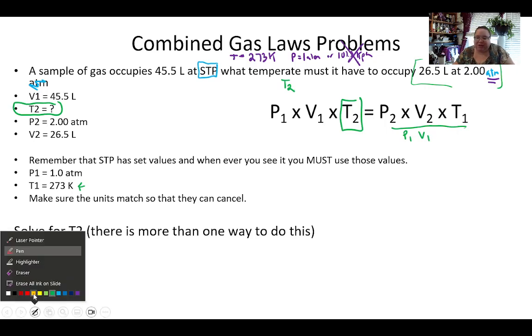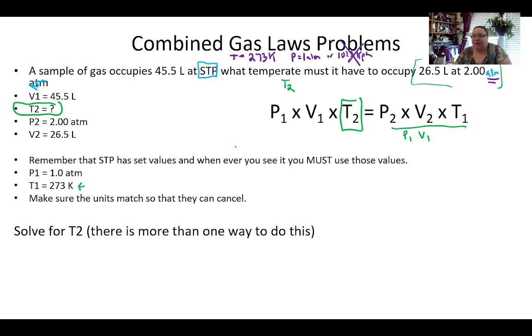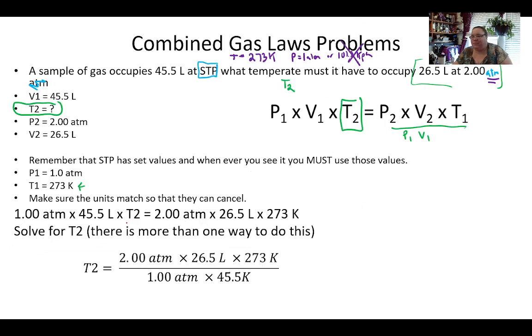Now, yes, you could just plug all the numbers in and use algebra and some math to solve for T2 that way. My personal preference is to rearrange the letters and then plug and chug into the calculator. But notice with this version, I can easily see that ATM is divided by ATM, it cancels. Kelvin's divided by Kelvin, it cancels. And we should be getting a temperature.